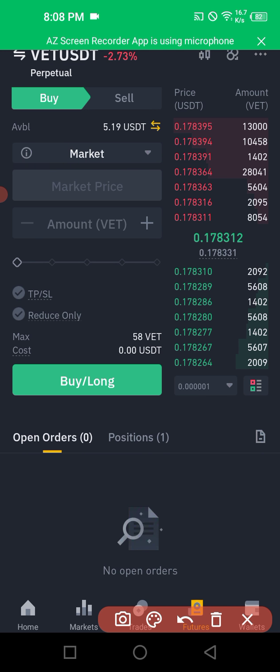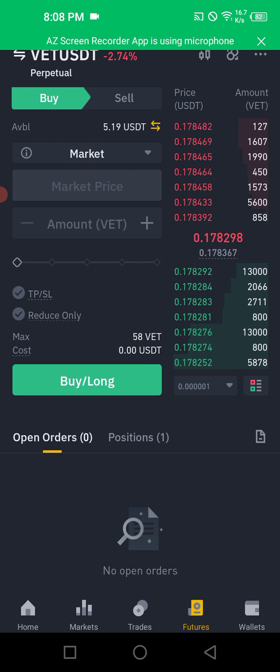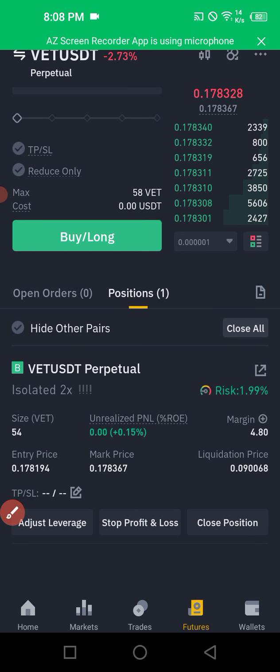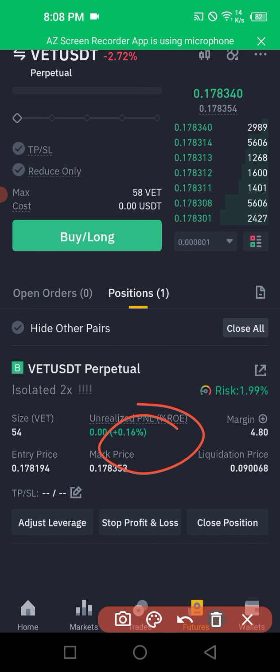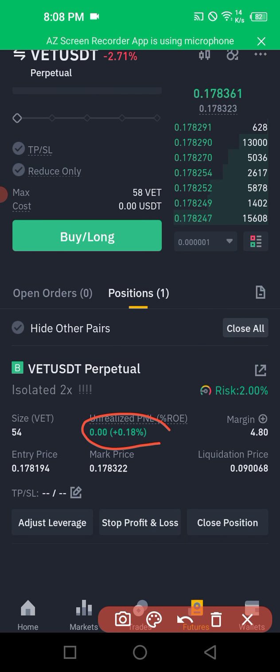So if I want to check my order, I will just click on this part here, position. When I click position, as you can see, I'm on profit here of 0.14 cents. In this part here, you'll be seeing the amount you're making.